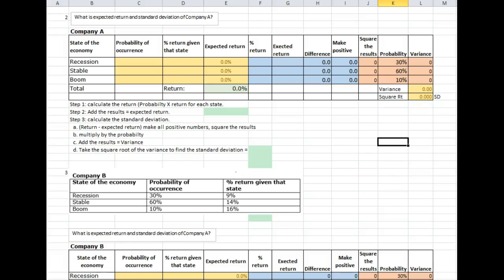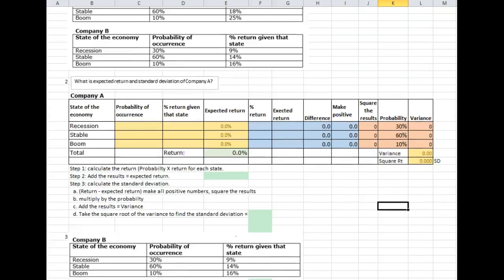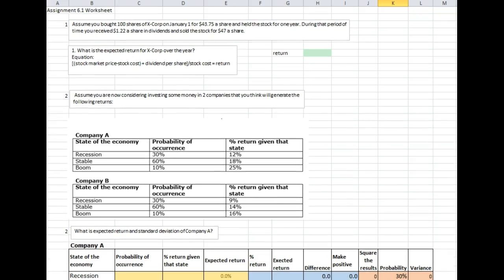Here we are in assignment 6-1. Now this may be a little bit confusing, but just follow along and be willing to watch the video twice maybe. So the first question is, assume you bought 100 shares of Corpon and you paid $43.75. You received $1.22 in dividend, and the stock sold for $47.